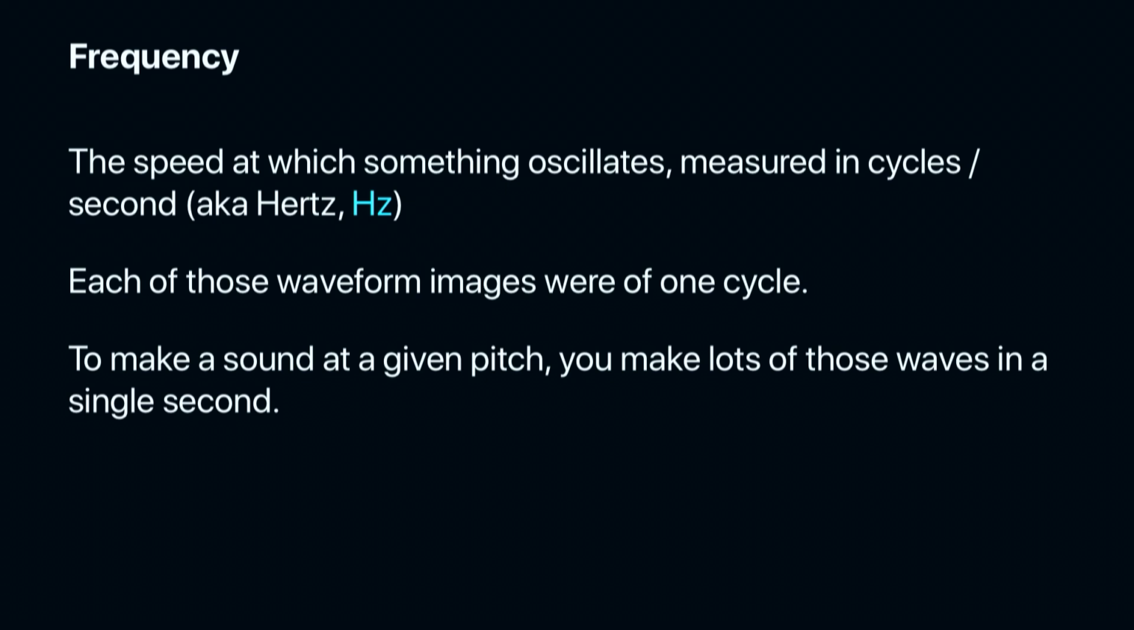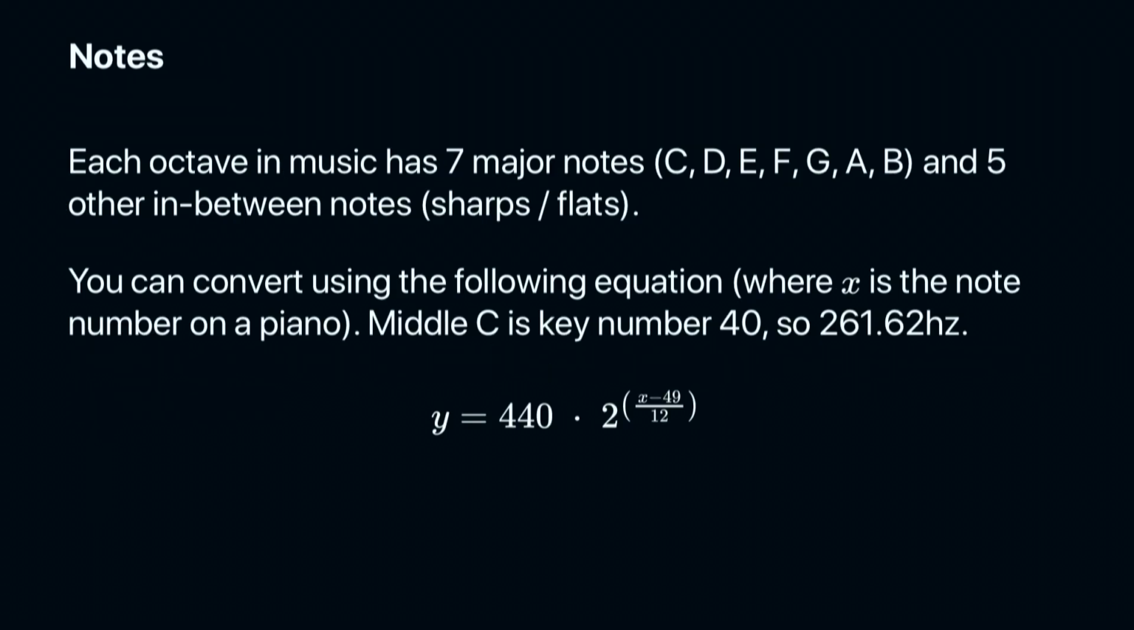Each of those cycles were also vastly different from one another, and that's what makes the ability to make so many different sounds so vast. So in notes in music, you have a scale, C, D, E, F, G, A, and B.